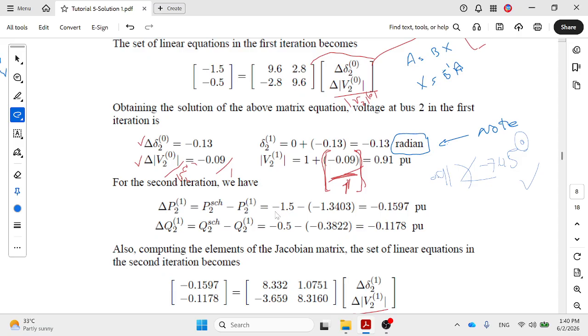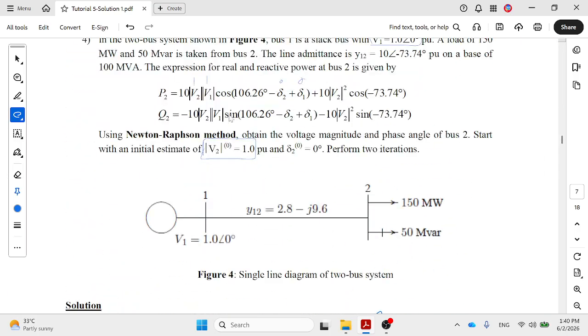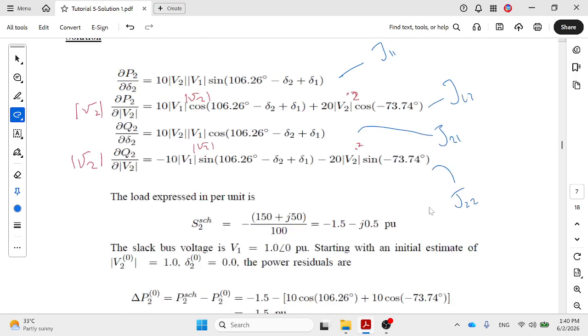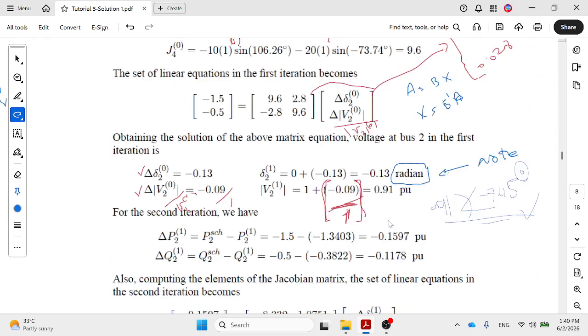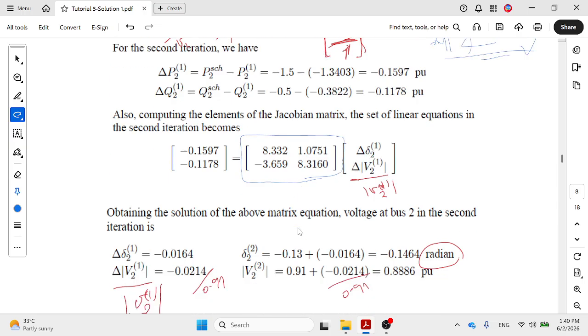So we know the values minus 1.5, minus 0.5. And if you replace the new values of V2 and V1 inside these two equations, you will reach the new values, which are minus 0.1597 and minus 0.1178. Okay, let's calculate the new Jacobian matrix.